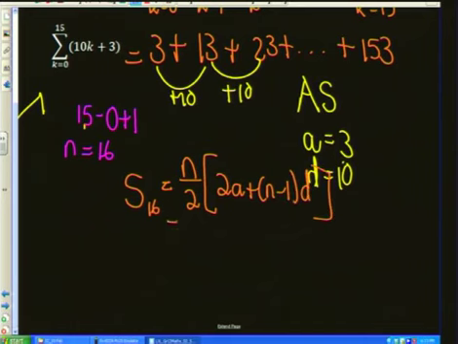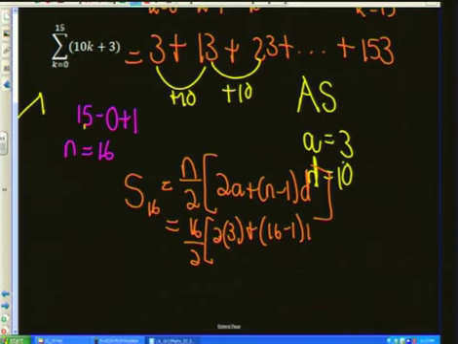And we're now going to substitute. So your n is 16 over 2, 2 times your a is 3, n was 16, and your difference is 10. And now it's a matter of just working that out.